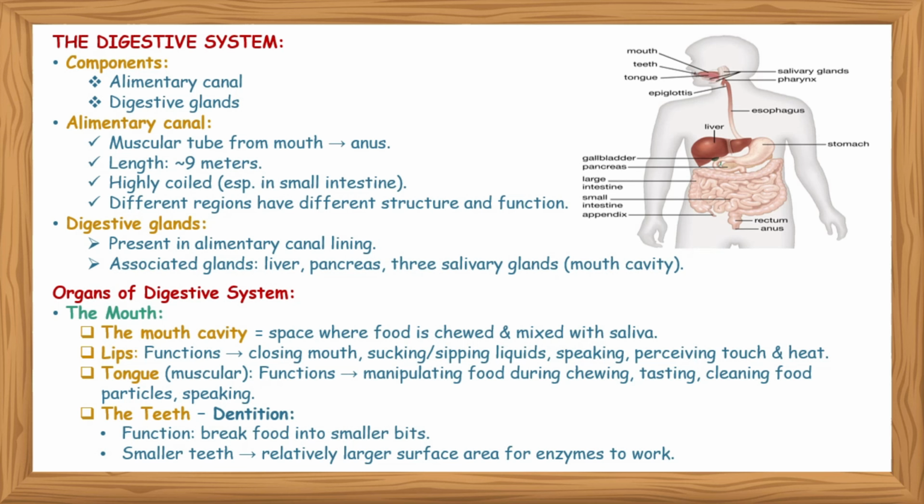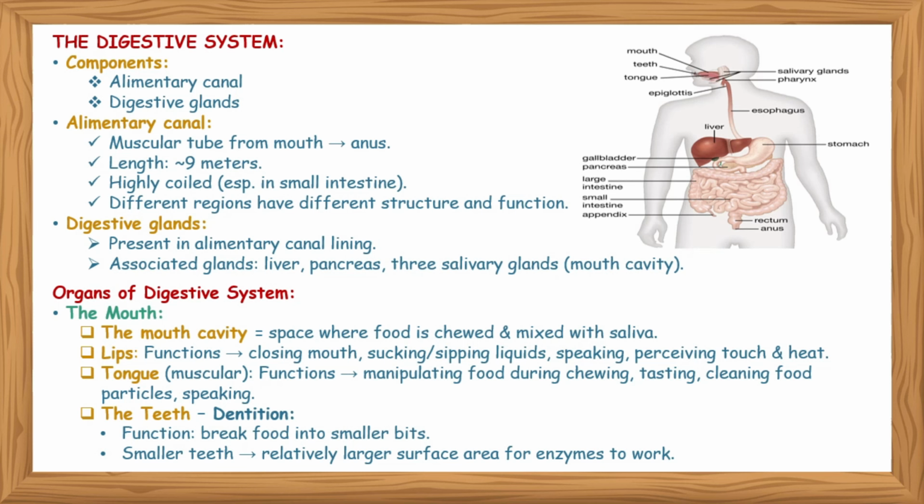Organs of the digestive system: the mouth cavity, the space where food is chewed and mixed with saliva. Lips: their function is closing the mouth, sucking and sipping liquids, speaking, perceiving touch and heat. The tongue is a muscular structure which helps in manipulating food during chewing, tasting and cleaning food particles in the mouth. It also helps in speaking.